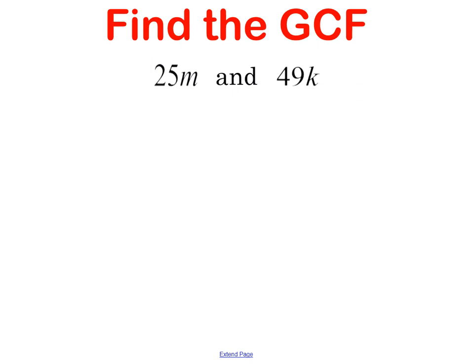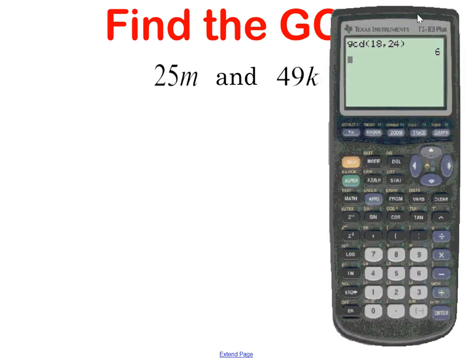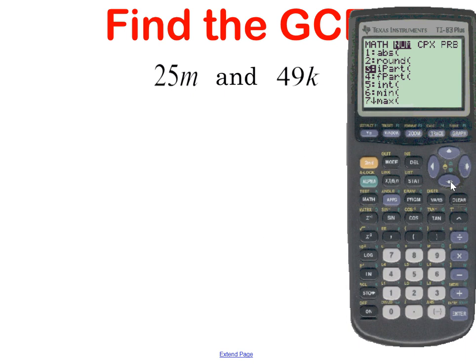Now we can also have GCFs between two monomials with variables in them. So we do the numbers first. We need to find the GCD between 25 and 49. I'm going to go ahead and clear that out. Press math, go over to num, scroll all the way down to option number 9, which is GCD. Press enter. So we have 25, comma, 49.